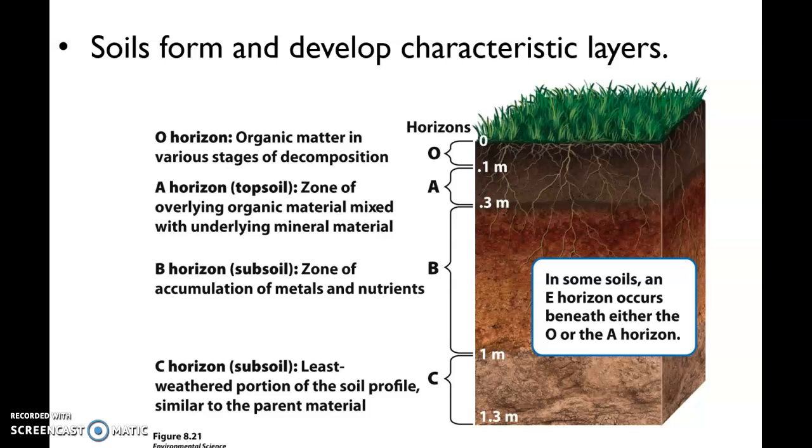And the next soil down, the A horizon, is the topsoil. That's the zone of organic material mixed with underlying mineral material. And again, that's typically 6 to 12 inches. Beyond that, we have subsoil, or B horizon. And here metals and nutrients are starting to accumulate. You can see in the diagram here, it is shown as brown. It's just not as rich as the topsoil.